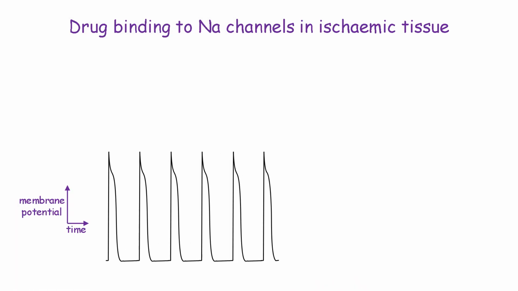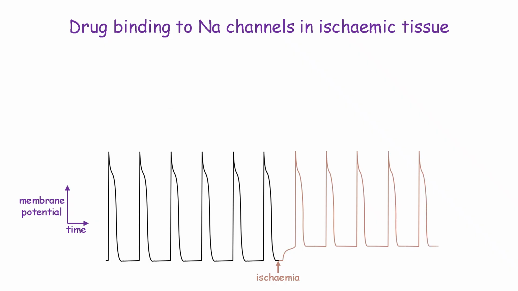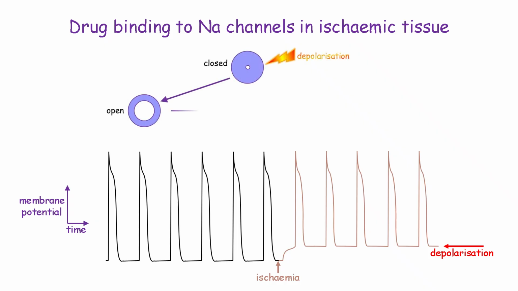Class 1 antiarrhythmic drugs are particularly effective in ischemic heart tissue. In ischemia, reduced oxygen and ATP availability lead to partial depolarization of the resting membrane potential. Action potentials can still occur, but between beats the membrane remains more depolarized than normal. This persistent depolarization increases the proportion of sodium channels in the inactivated state, even outside of the action potential.